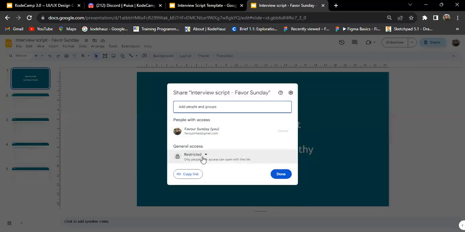So yes, you can see that this is restricted. Only people with access can open the link. So you're going to click on this drop down and select anyone with link. That way, when you submit your link, we can actually have view access. Then you copy your link and you submit it. So this is where you get to do all of that.